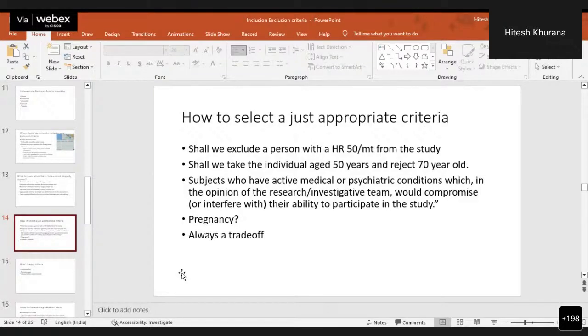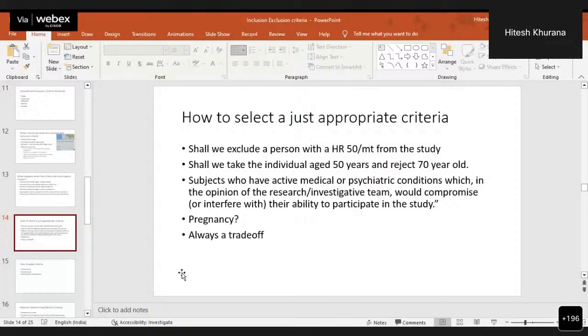And most of the time, this kind of statement is written over here, that if the physical status doesn't allow it, leave aside if a person is fulfilling the inclusion and exclusion criteria, that person will be taken. But if the person's inclusion and exclusion criteria are slightly on the compromise side, and the person is able to contribute, we might like to go for that.